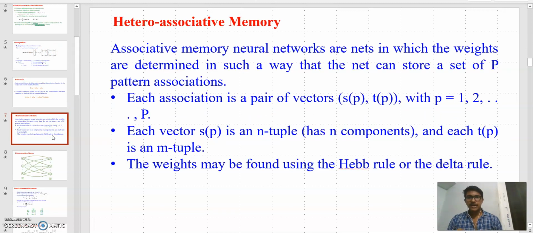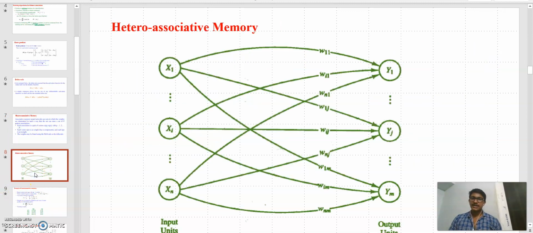Next, coming to the heteroassociative memory. Associative memory neural networks are nets in which the weights are determined in such a way that the net can store a set of P pattern associations. Each association is a pair of vectors s(p), t(p), with p equal to 1, 2, and so on. Each vector s is an n-tuple, having n components, and each t is an m-tuple. The weights may be found using the Hebb rule or the delta rule. This is the diagram for heteroassociative memory.